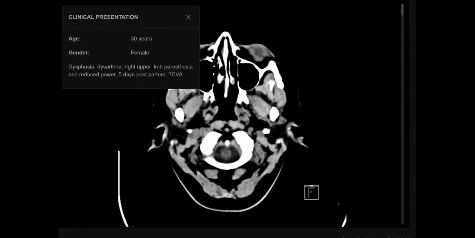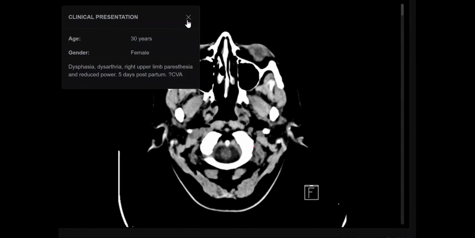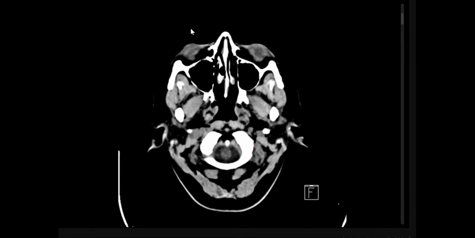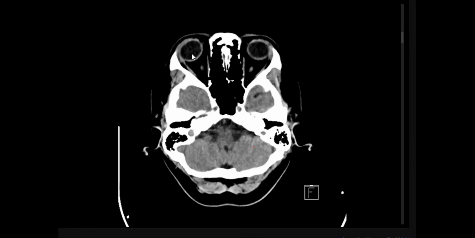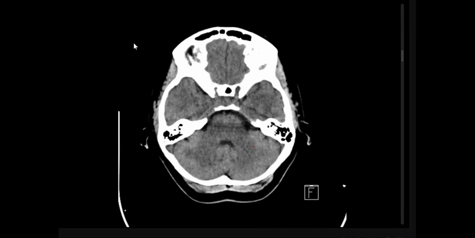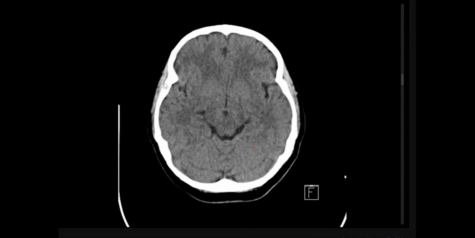Dysarthria, upper limb. Again, we have something like suspected stroke. Thank you, candidate. But young age group. What do you see? I'm presented with a CT brain axial non-contrast. I'm scrolling through the images, then I will start commenting on my findings.